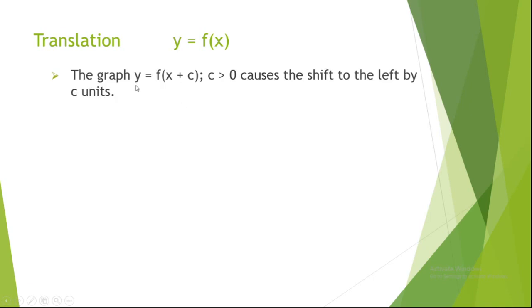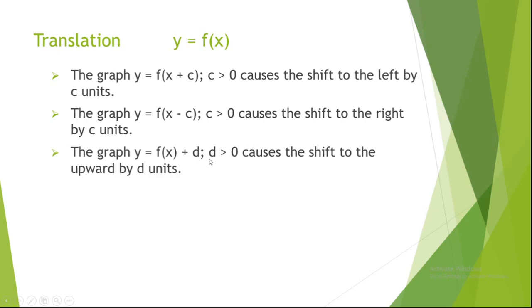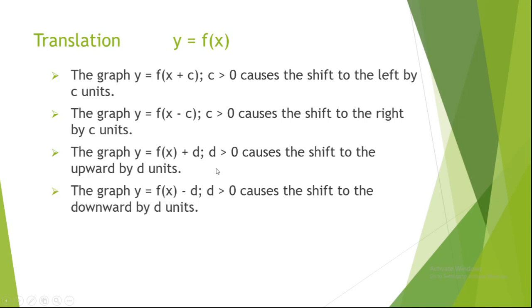Translation. When you add a small value to x, that is, x is replaced with x plus some positive number, the graph will be shifted left by that many units. Similarly, when you subtract, it will be shifted to the right. When you add a small value to the function, not to x, the graph will be shifted upwards by that many units. In the same way, when you subtract, it will be shifted downwards by that many units.